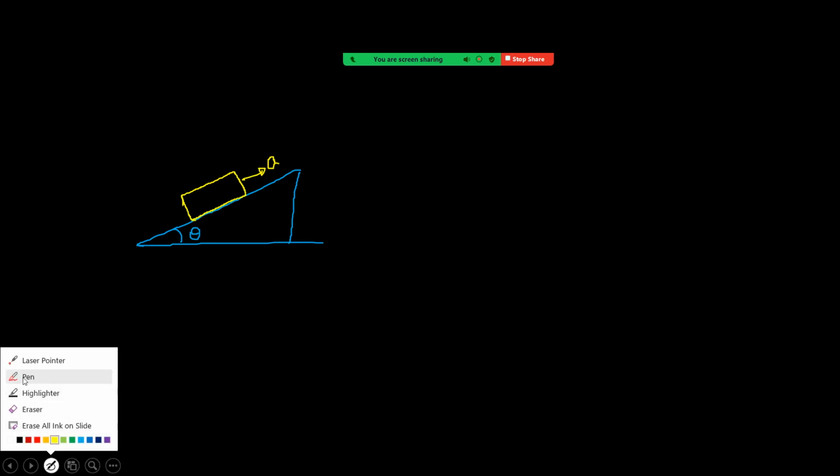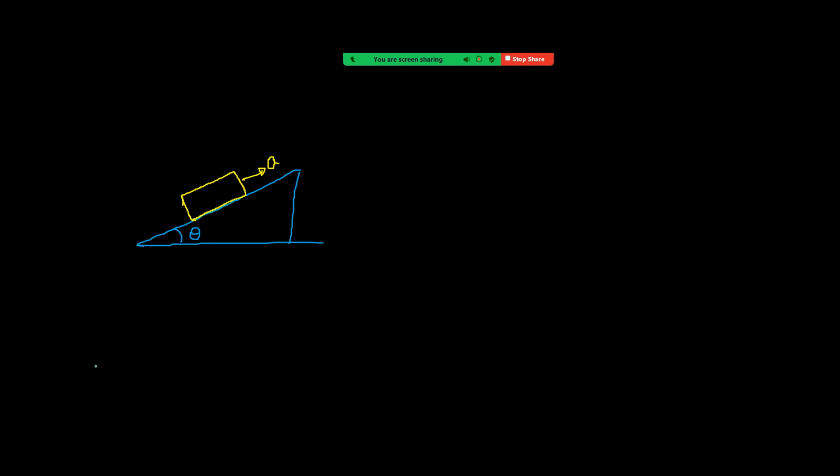First, make the given diagram. It is an inclined plane, and on that there is one plank. The plank has acceleration A. So this is now the plank, and this has acceleration A. Now on that plank, there is one cylinder. This is now one cylinder.